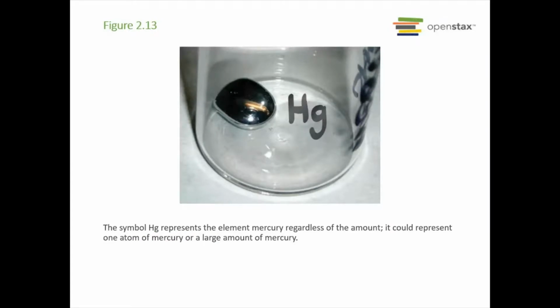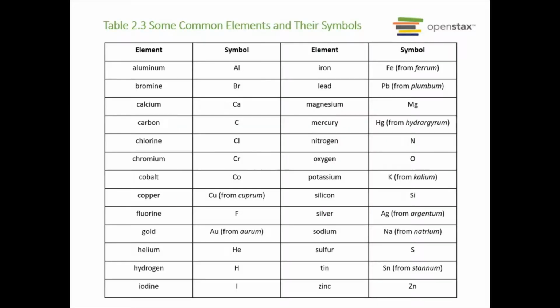So it doesn't matter how much mercury I have, Hg means mercury, means elemental mercury. So here's your book gives you a table of some common elements and their symbols and tells you where some of the interesting symbols come from.